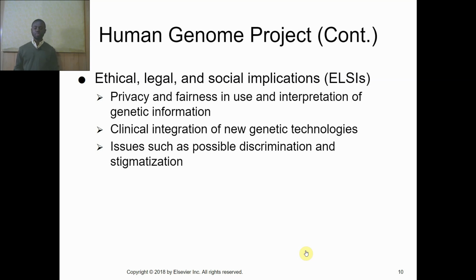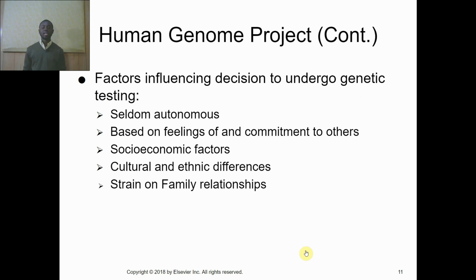What about possible misuse, discrimination, and stigmatization? We know for a long time our society has been plagued with discrimination and all kinds of things. What if genetics allows us to find a particular gene that is believed to be dominant and that is resistant to disease and all that, and only a few people can benefit from it? So all these are legal and ethical conditions that can affect genetics.